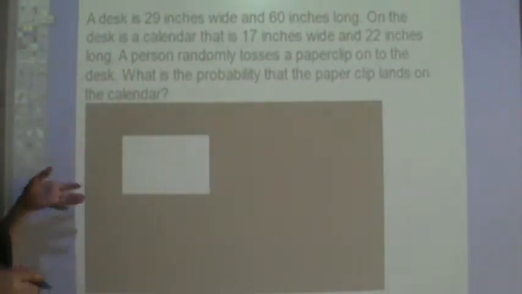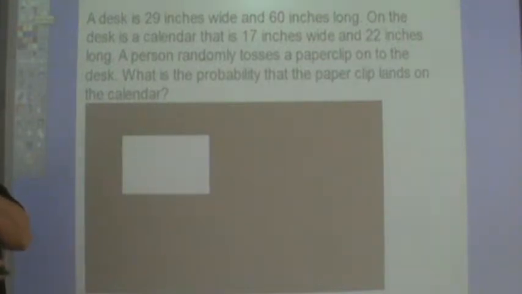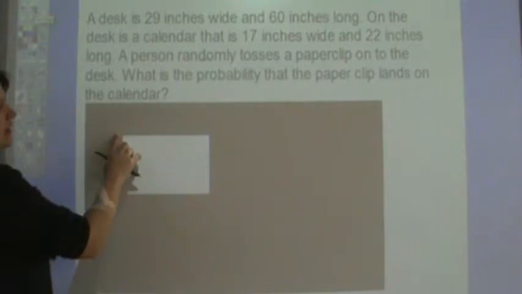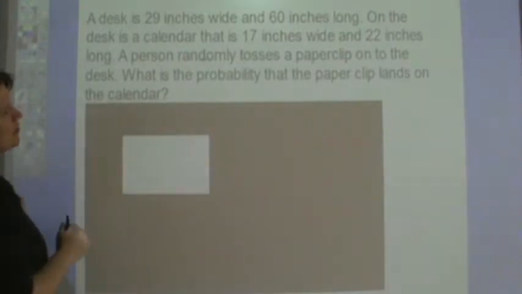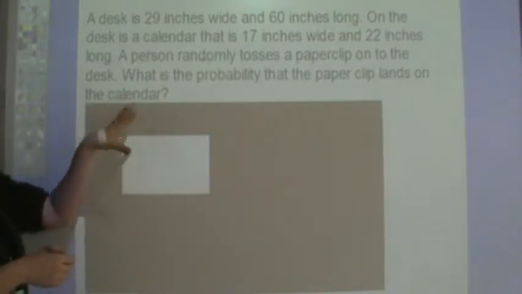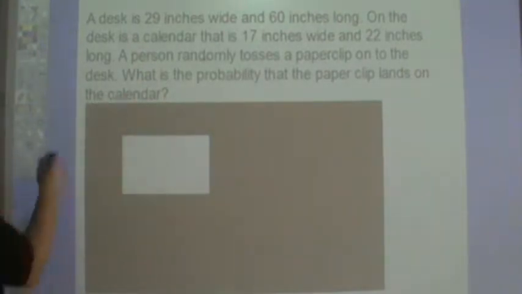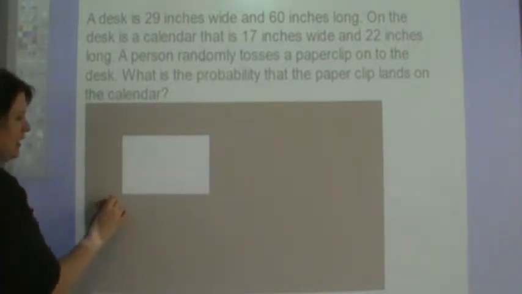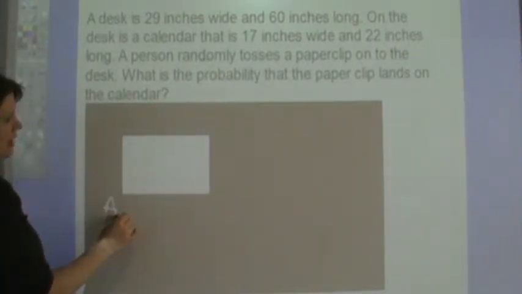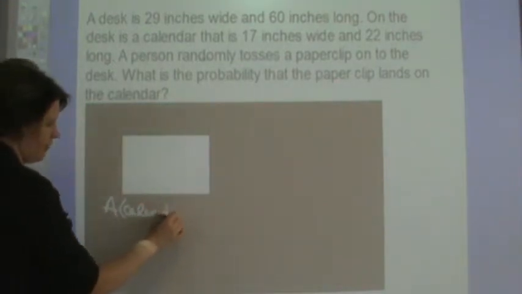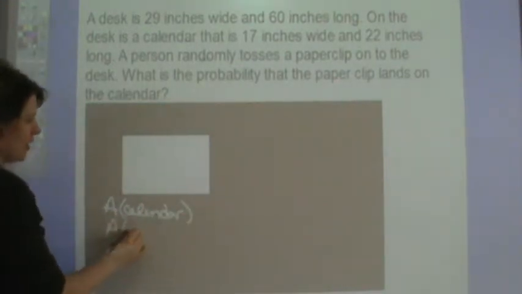All right, so story problem. We have a desk that's 29 inches wide and 60 inches long. On the desk is a calendar that's 17 inches wide and 22 inches long. A person randomly tosses a paperclip onto the desk, and we want to know the probability that the paperclip lands on the calendar. Okay, so what we're going to do is take the area of the calendar over the area of the desk.